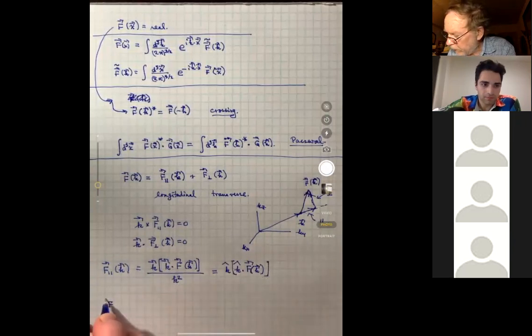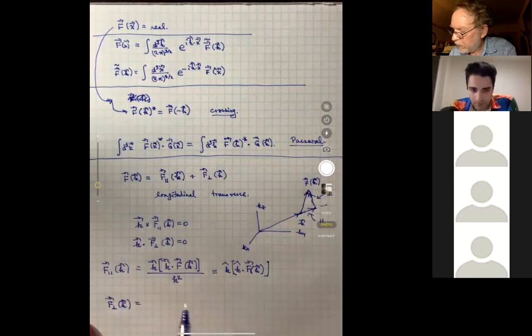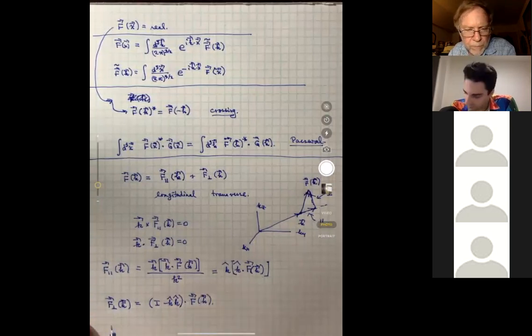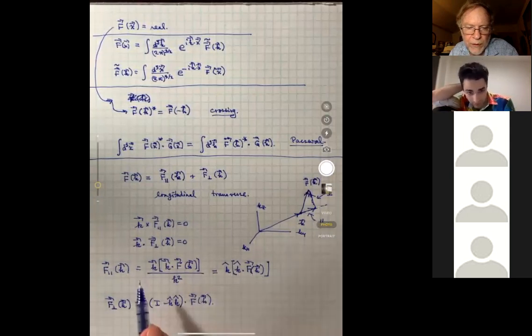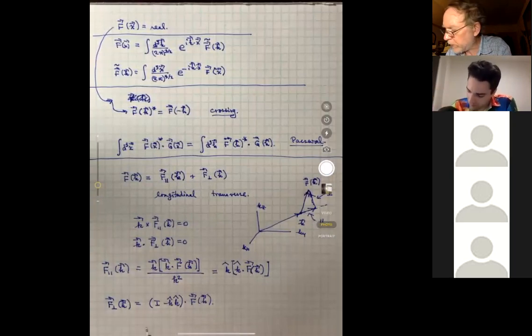And then f transverse of k is just given by the full field minus the longitudinal part. We can write it this way as the identity minus k hat k hat, which is a transverse projection operator, multiplying onto f of k. And this shows you that the process of converting from f of k to its longitudinal and transverse parts is local in k space. So just knowing the value of f of k at a given point, you can find the value of f longitudinal and f transverse at the same point.